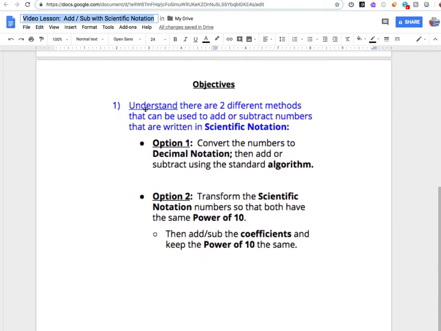Our first objective is to understand there are 2 different methods that we can use to add or subtract numbers when they're written in scientific notation. The first method, option 1, is to convert the numbers to decimal notation, or regular numbers, and then add those up using the algorithm, the regular way we've always added. The second option is to transform the numbers so they both have the same power of 10, and then there's a nice shortcut where we can add or subtract the coefficients and the power of 10 would just stay the same. Let's take a look at what we mean.